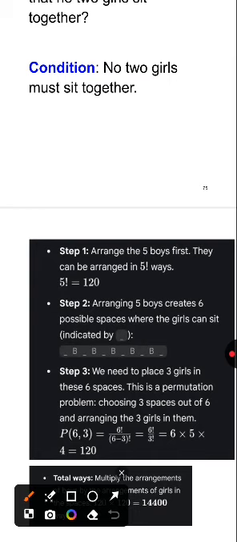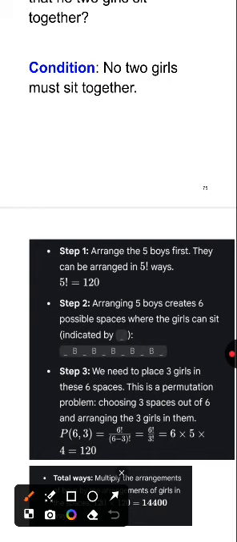So we are arranging the 5 boys. There are 5 different ways, and that's going to be 5 factorial. Then step 2, arranging 5 boys creates 6 possible spaces where girls can sit. Yes, this is what it means.